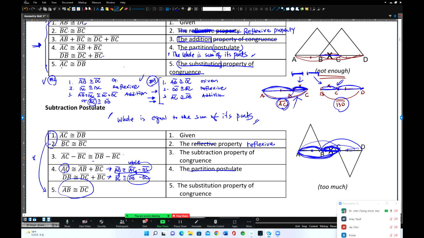But for addition it is okay. With the partition, this one equals, this one equals, this one equals. That's fine. But subtraction is a little bit different, because there is a subtraction there. So you have to express the partition differently, instead of this one we better use this one. A part is the whole minus the other part. That is also a partition postulate.